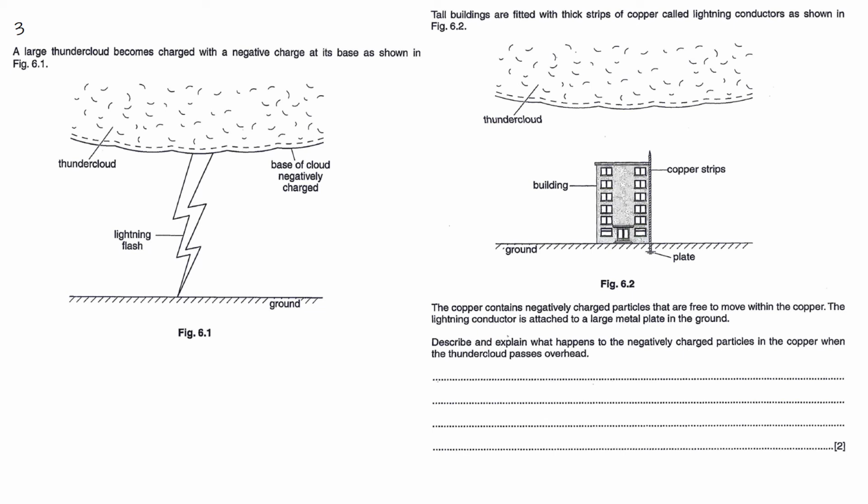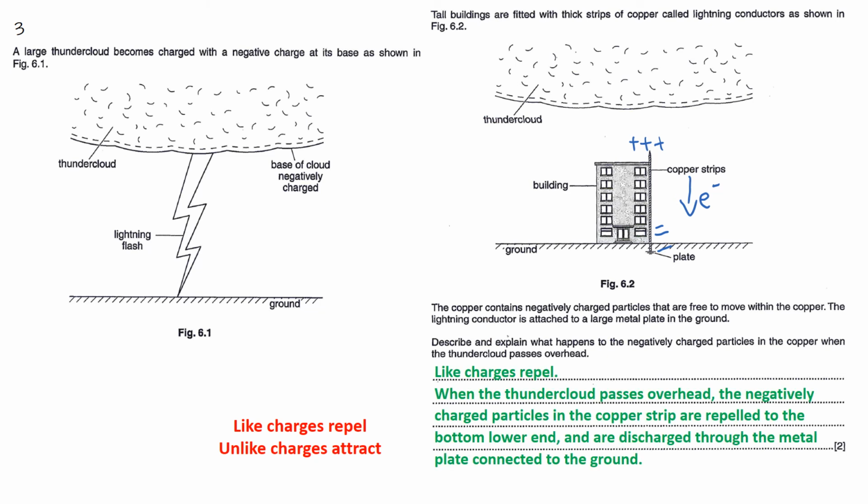We recall the law of electrostatics. Like charges repel and unlike charges attract. When a thundercloud passes overhead, the negative charges at the base of the thundercloud repel the negative charges in the copper strip towards the bottom end. And the negatively charged particles are subsequently discharged through the metal plate connected to the ground.